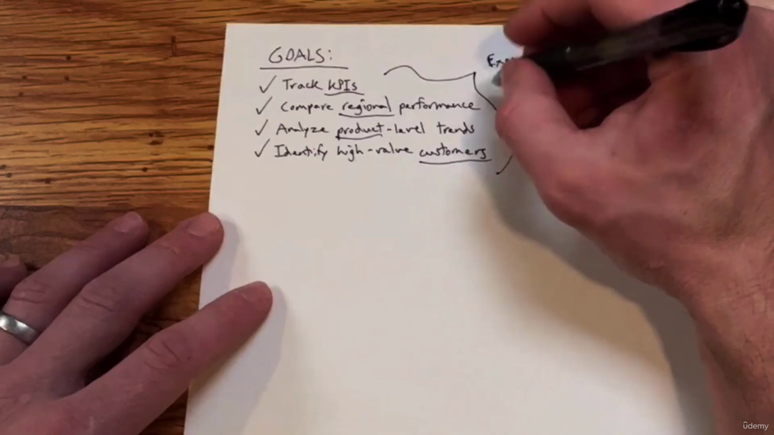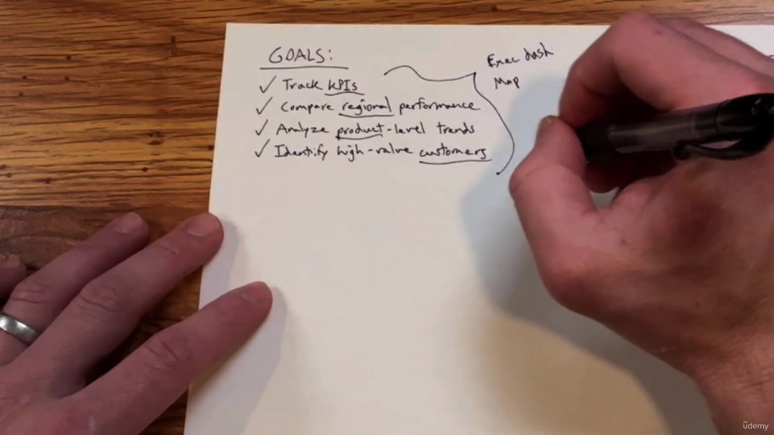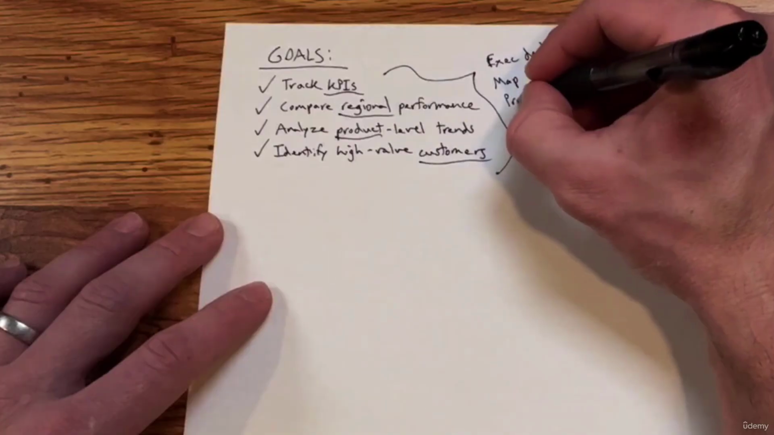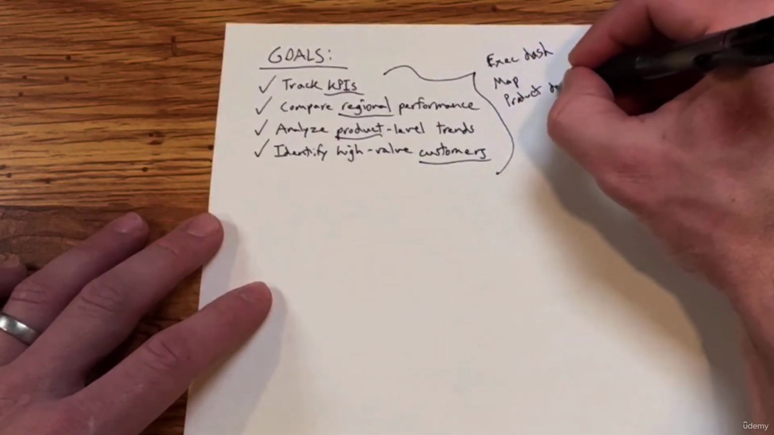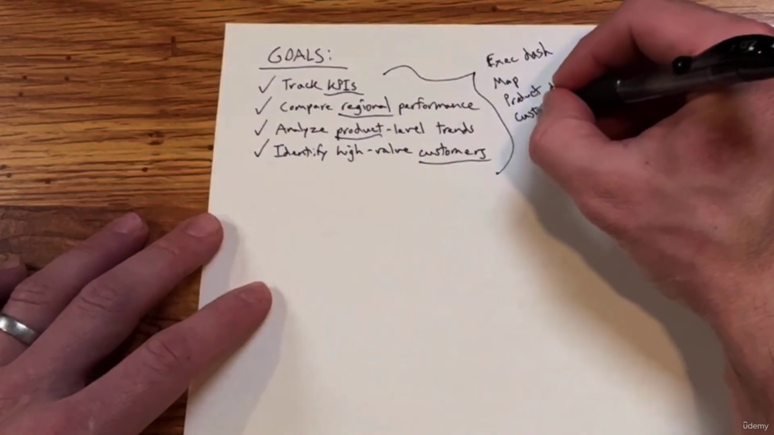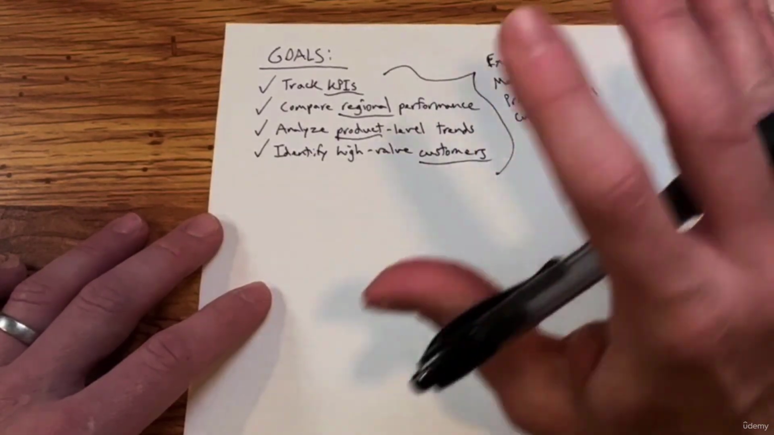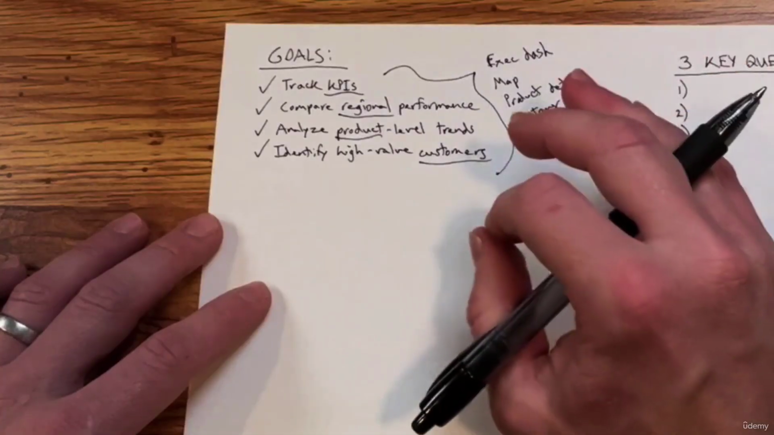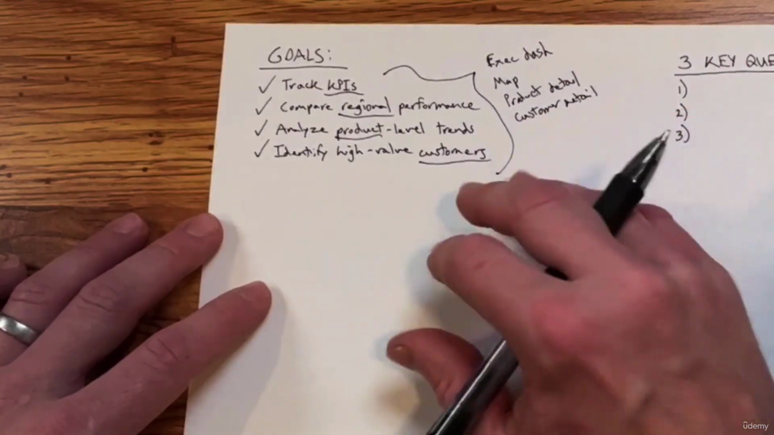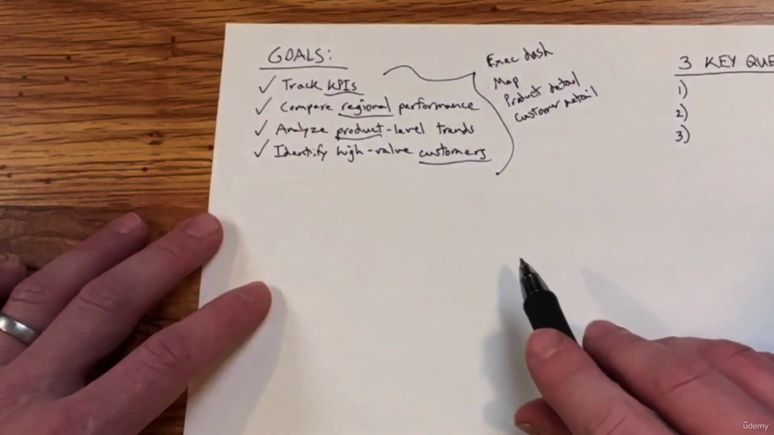When I think regional, I think geospatial analysis. So something like a map view. Product level, I think we need a product detail view. And same with customers, we need a customer detail view as well. And that way we'll create pages that kind of each serve a very distinct, deliberate purpose and collectively help us achieve all of these goals for the dashboard.